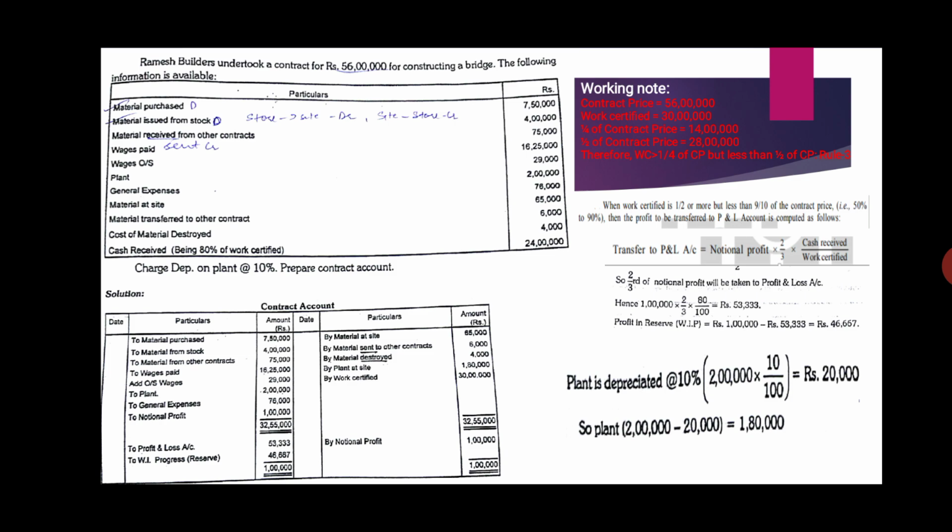Contract price and work certified. Always follow the first step. First write down from the question itself the contract price and work certified, which are 56 lakh and 30 lakh respectively. Always take out 1/4 and half of the contract price.